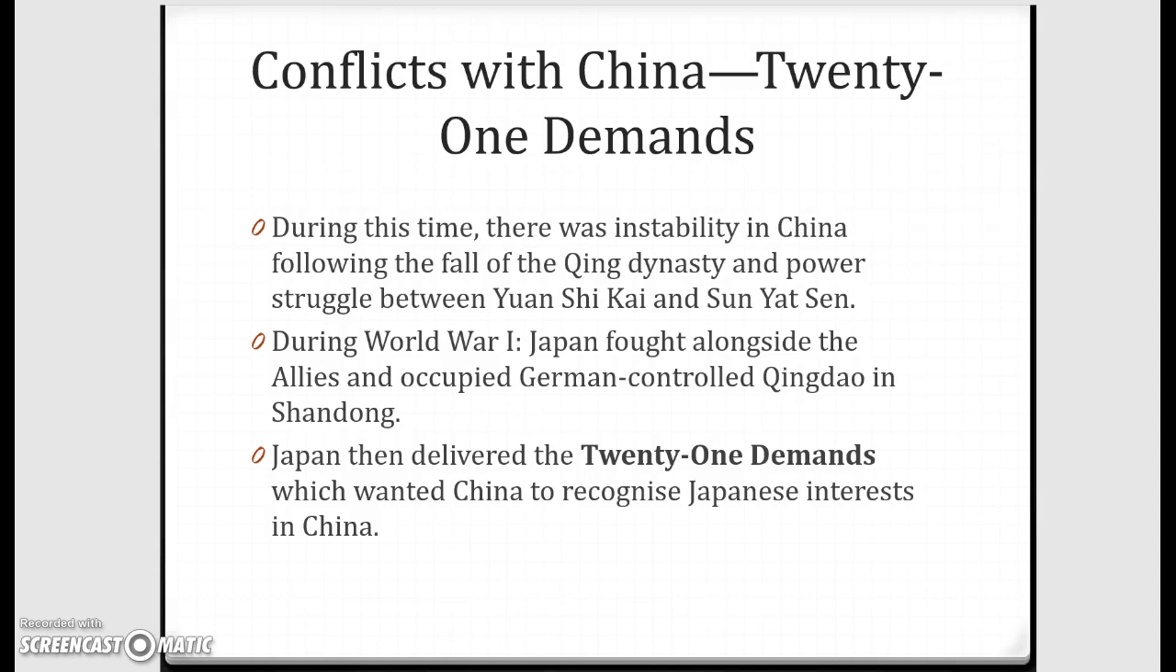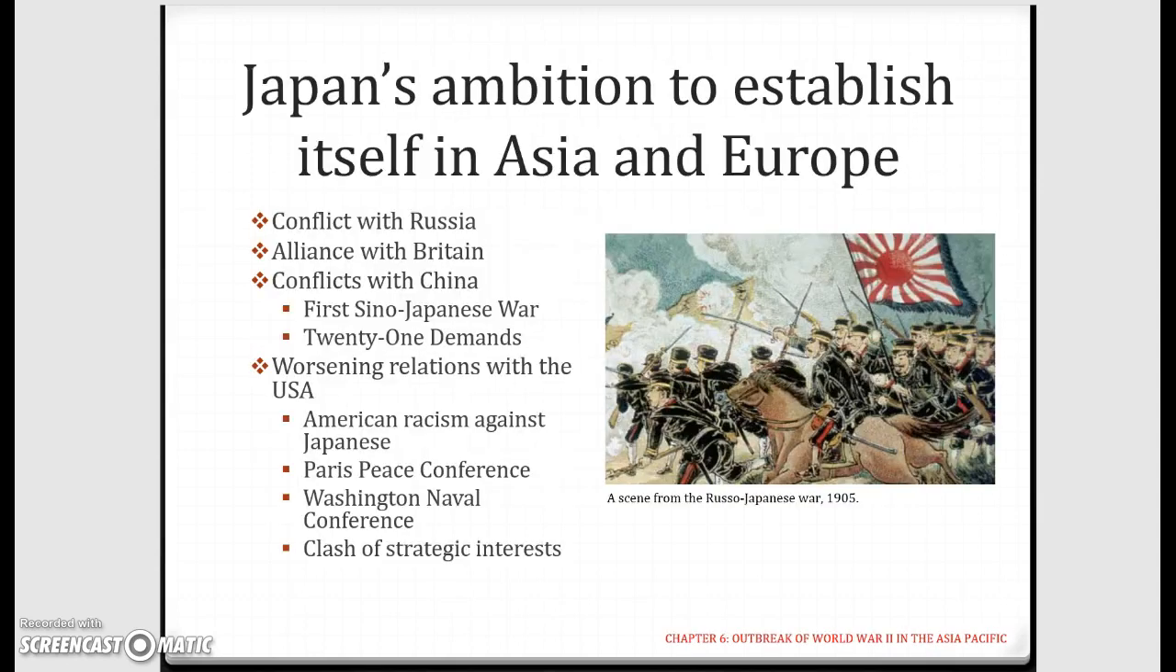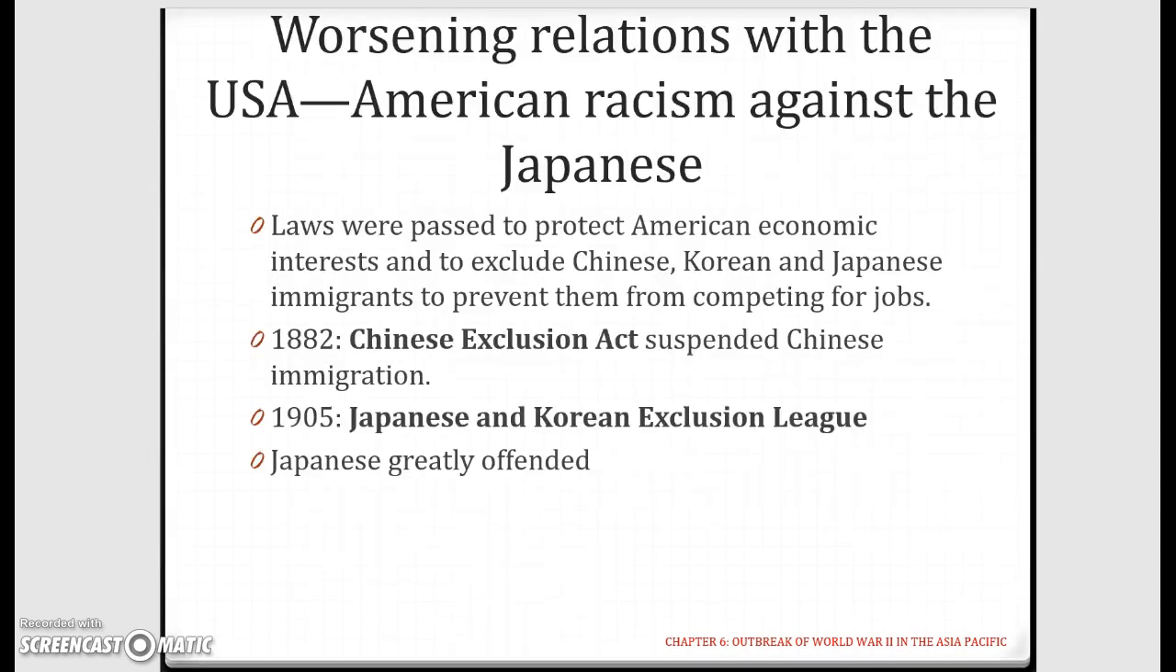Now, again, keep in mind, we are still on the first factor, and we are talking about how all these contributed to Japan's ambition. So we're only at the third point about the conflicts with China. So now we look at the worsening relations with USA and American racism against the Japanese.